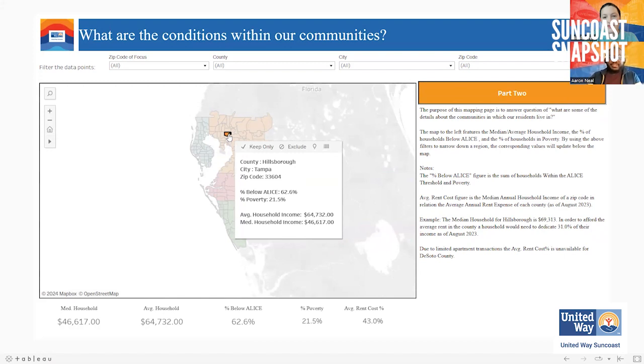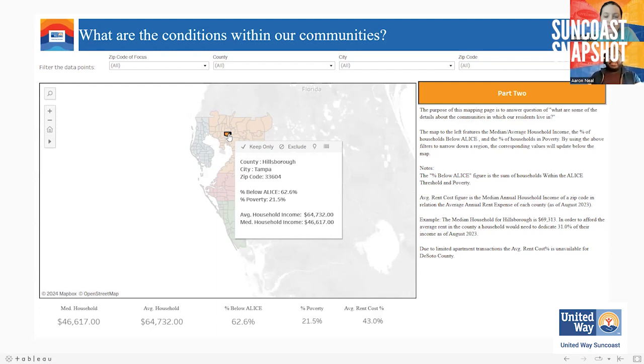So at the bottom, you can see I've localized it by the median, average, the percentage below ALICE, also the percentage of poverty. And you can see this says 43%. And what that basically means is that a person living in 33604 would have to use 43% of their median household income in order to satisfy the rent. The National Equity Atlas says that if you're over 30%, you're considered rent cost burdened. Over 50% is severely rent cost burdened.